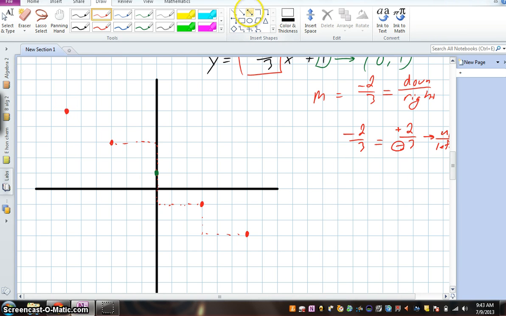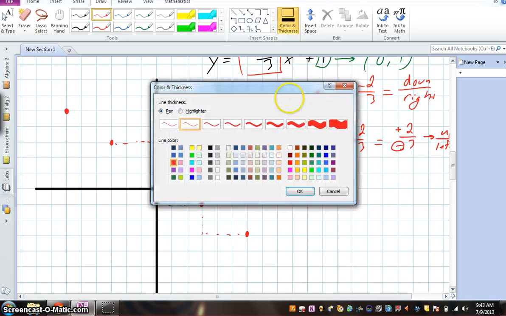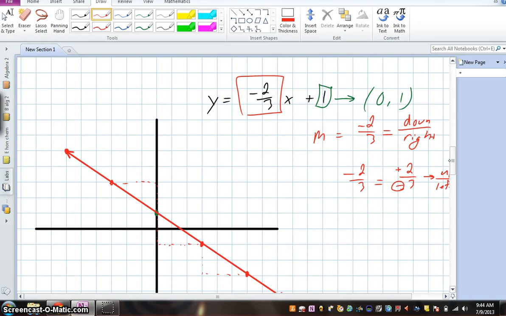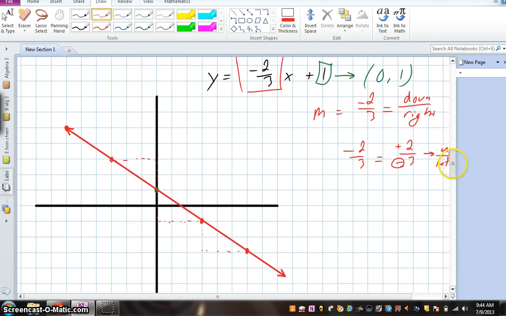Now let me connect the dots here so I can make this a little easier to see. I'm going to extend it out a little. And there we go. There's our line. This red line represents the equation y equals negative 2/3 x plus 1.